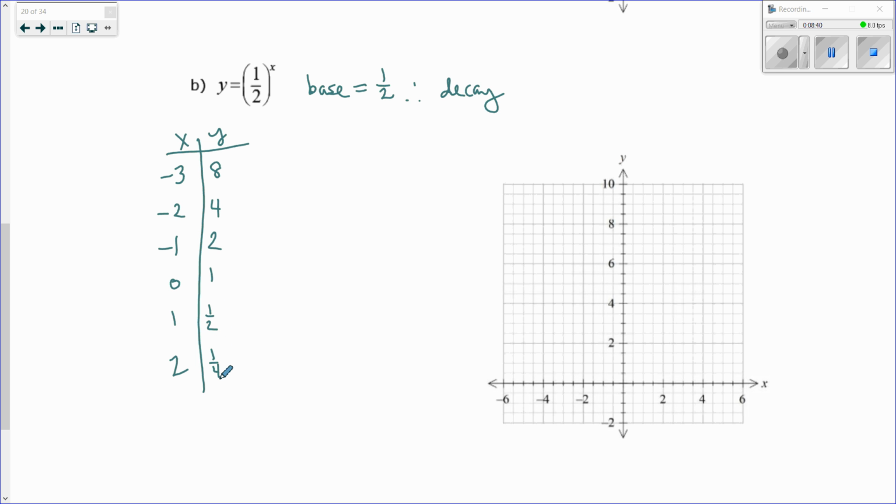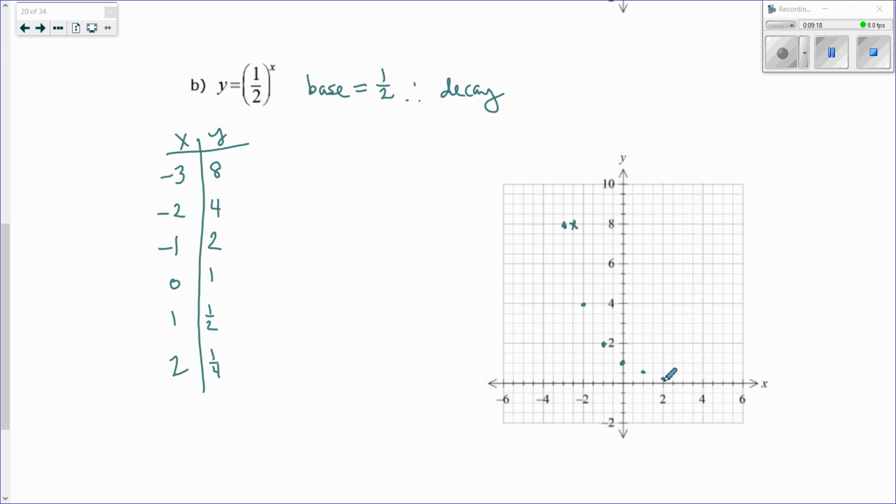All right, so these are my points. So at negative 3, I have 8. So here's negative 3, and I have 8. And at negative 2, I have 4. Nope, I think I missed it. 3 should have been right here. I apologize. Negative 1 would be 2, 0 would be 1, 1 would be 1/2, and 2 would be 1/4.